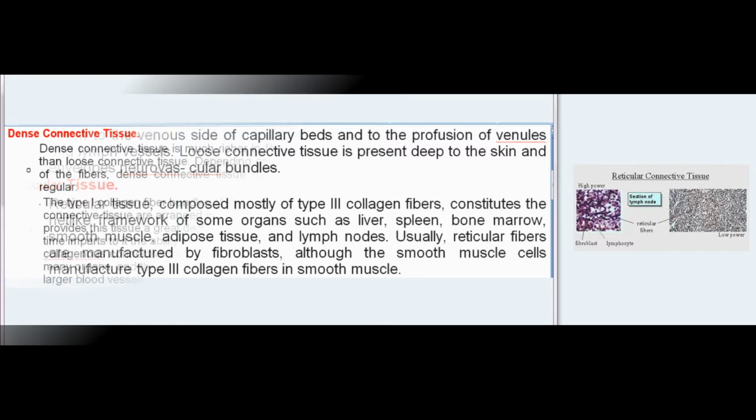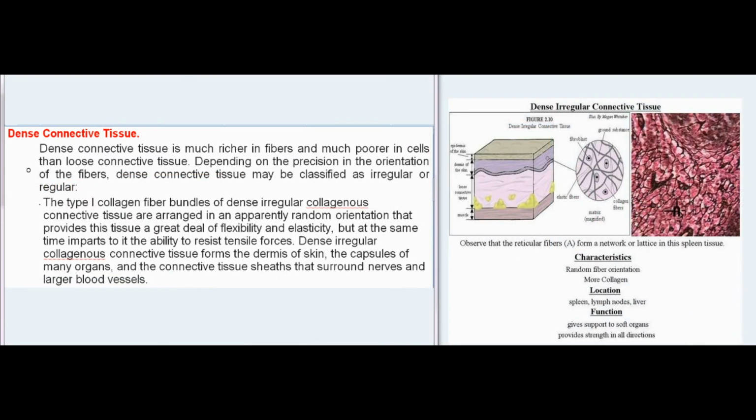Dense connective tissue. Dense connective tissue is much richer in fibers and much poorer in cells than loose connective tissue. Depending on the precision in the orientation of the fibers, dense connective tissue may be classified as irregular or regular. The type I collagen fiber bundles of dense irregular collagenous connective tissue are arranged in an apparently random orientation that provides this tissue a great deal of flexibility and elasticity, but at the same time imparts to it the ability to resist tensile forces.